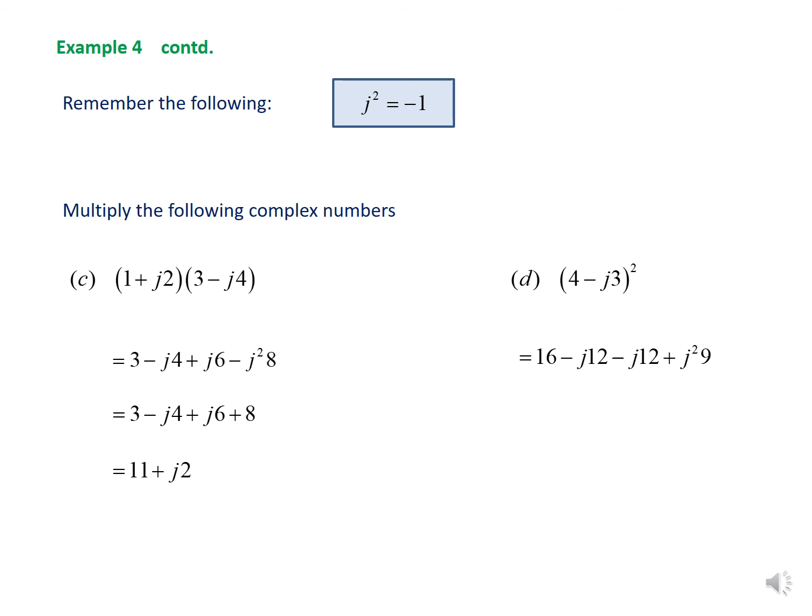Part D is just the same. It's just to say, look, if we have brackets squared, we're just multiplying it by itself. So we have 4 minus j3 times 4 minus j3. So 4 4s are 16, etc.